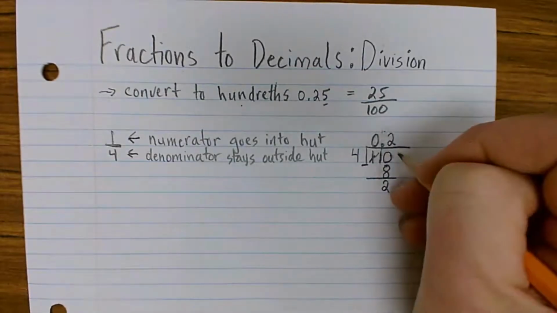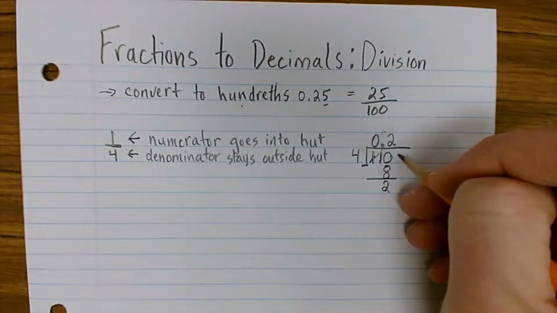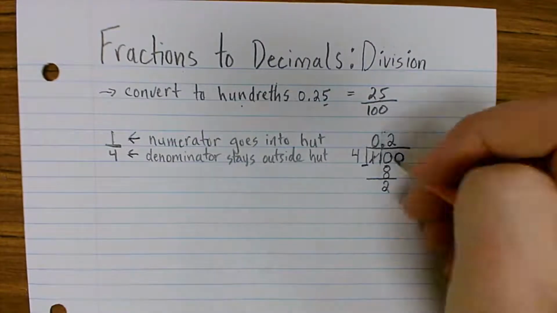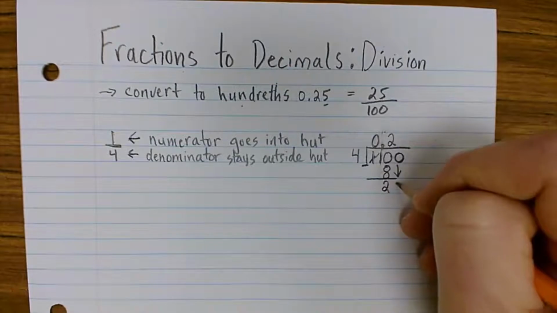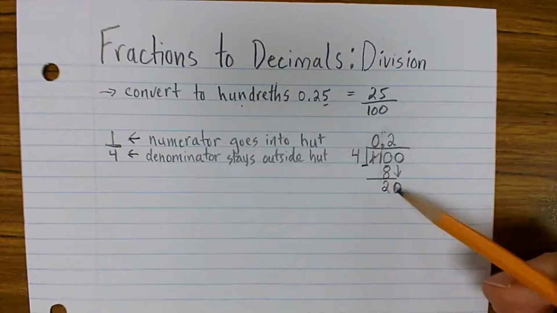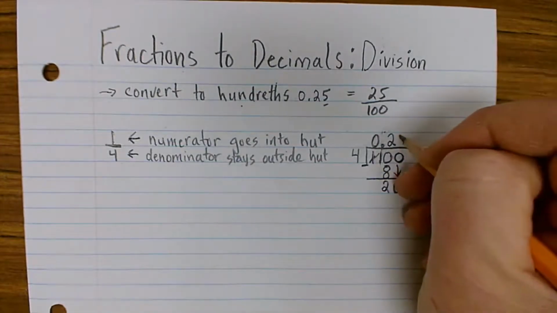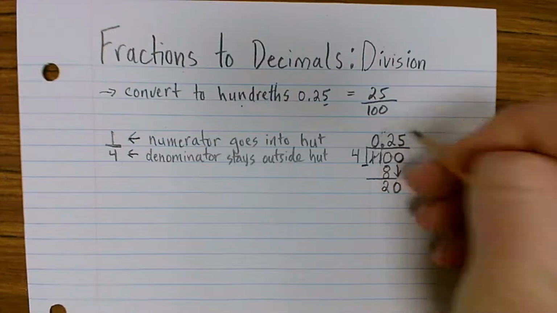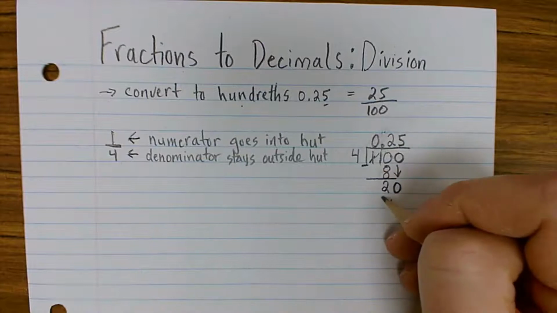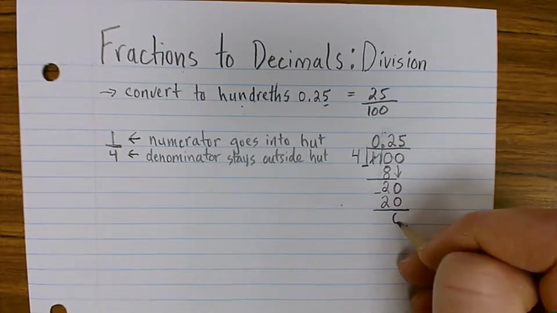Then we do our bring down, but there's nothing to bring down. There is. There's always an infinite amount of zeros. So we're going to add a 0, and we're going to bring down the 0. Now we can go 4 into 20, and we know it goes evenly. And it goes 5 times, because 4 times 5 is 20. And we know the question is over when we end up with a 0.